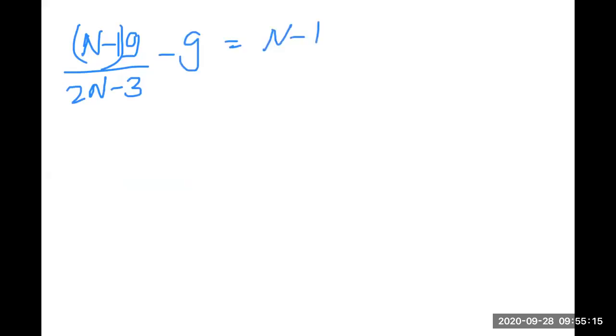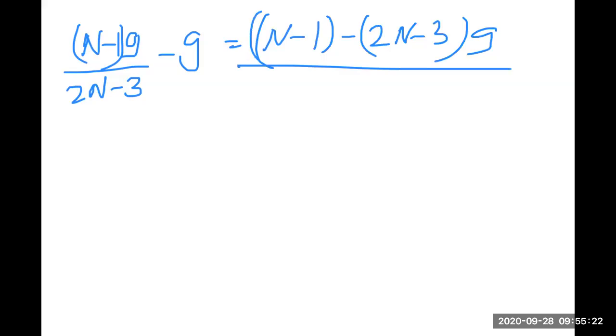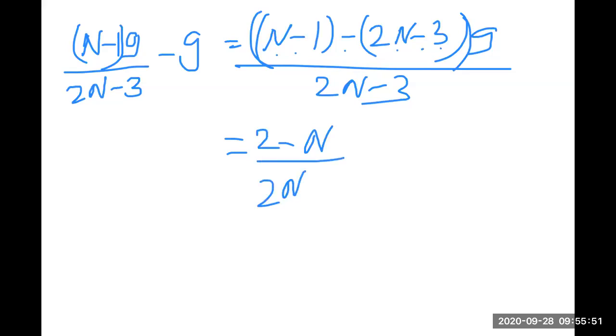n minus 1 g upon 2n minus 3 minus g is equal to n minus 1 minus 2n minus 3 g upon 2n minus 3. ये कितना आएगा? n minus 2n minus n minus 1 minus ये plus 3, 2 minus n upon 2n minus 3 g.